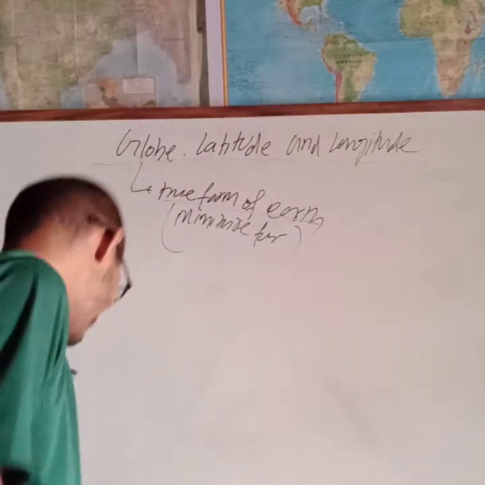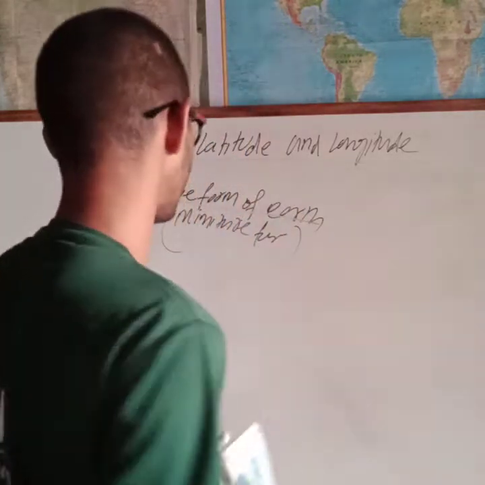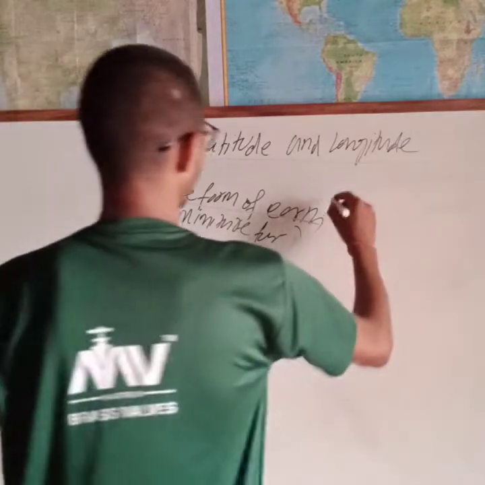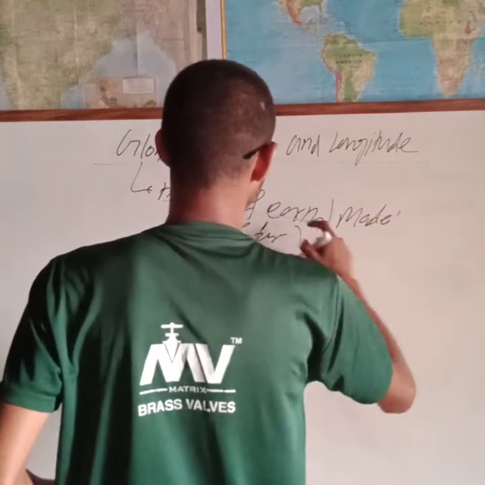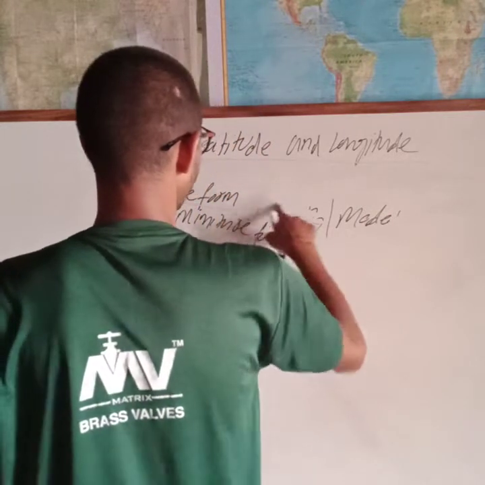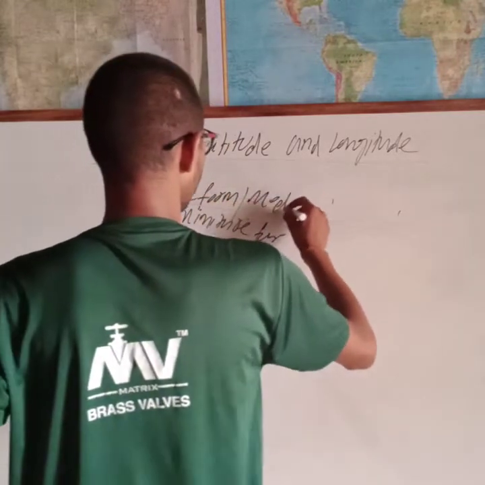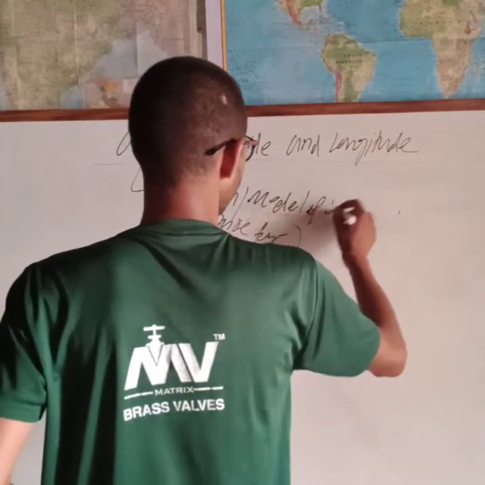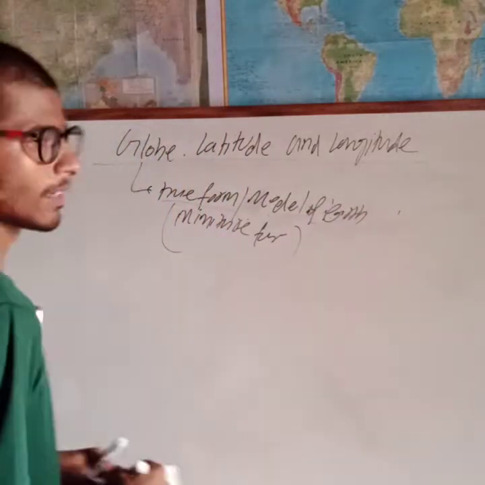How does it look like? Let me show you. A true model of Earth, true form, or we can say true model of Earth, is called a globe.